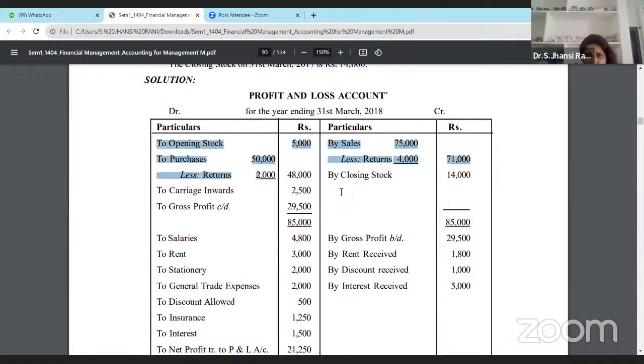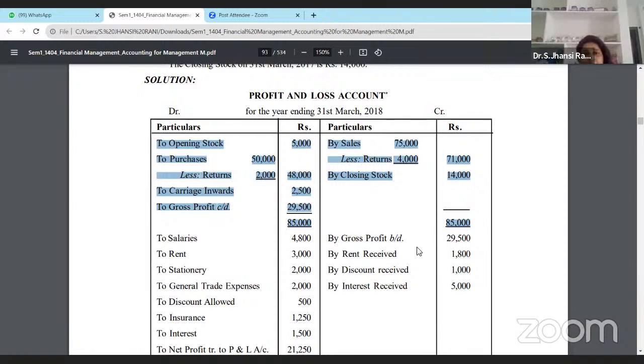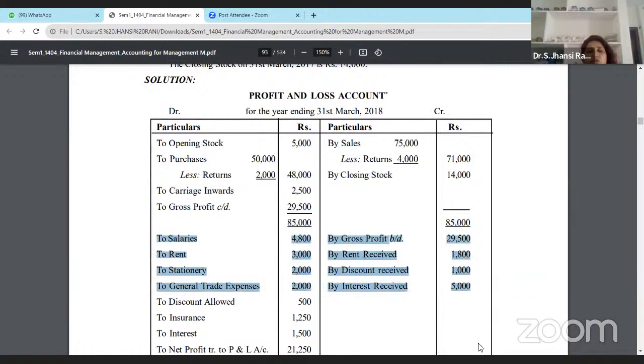The first part, you can see where I highlighted. Yes, ma'am. This is called the trading account. The first part is the trading account, and the remaining part is the profit and loss account. Here we are not drawing any account separately; in the same account, the first half is left for the trading account and the remaining is used for the profit and loss account.